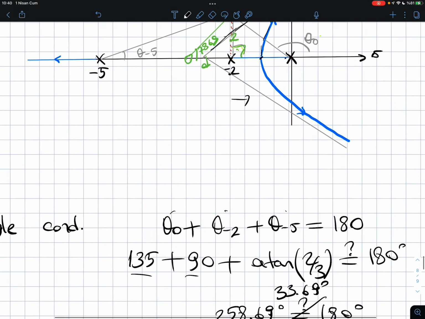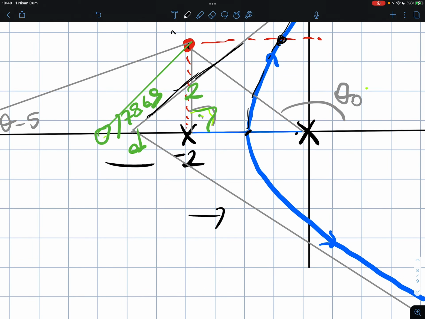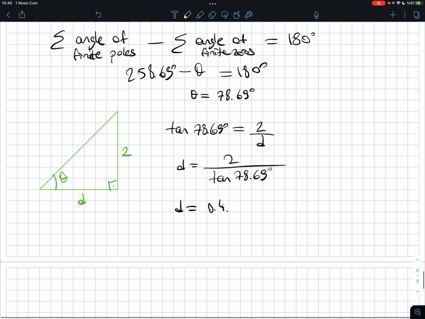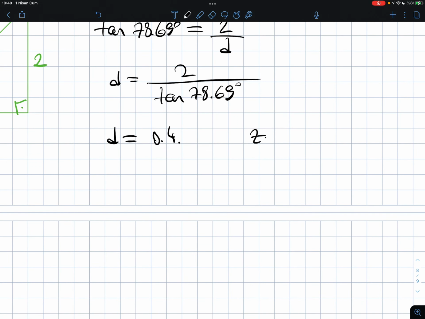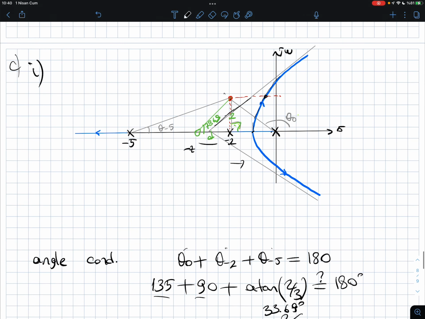Now, if we plug in the values, we will get 0.4. So since this is the distance here, and this is minus 2, then let me write minus C. Then the actual location would be 2.4. Now, this is interesting because now I'm claiming that adding a zero at minus 2.4 at this location here will satisfy the angle condition. Of course, now the root locus will not look like this. The root locus will be altered a little bit.